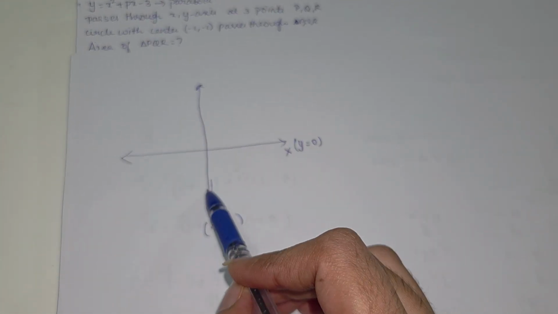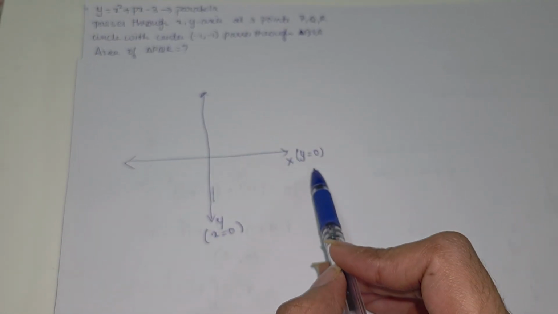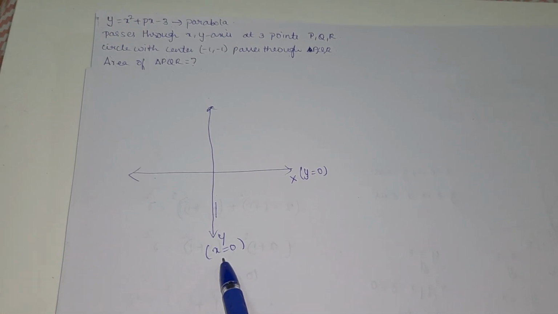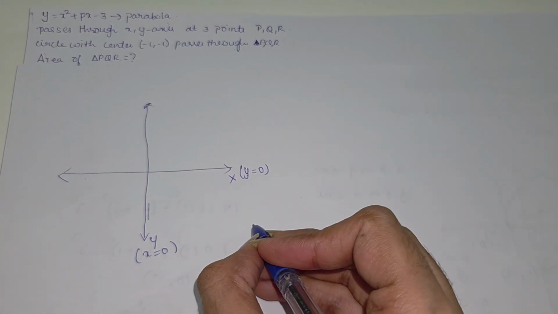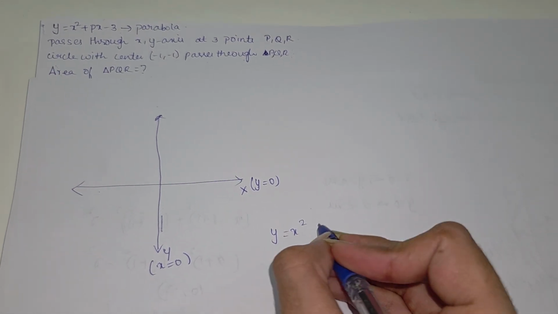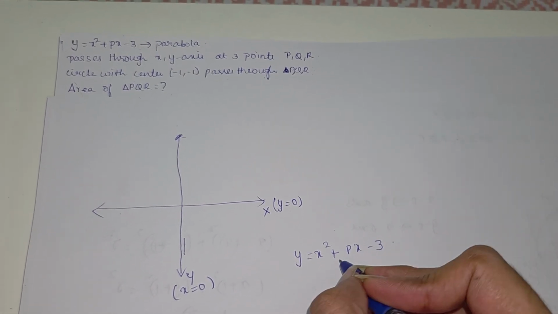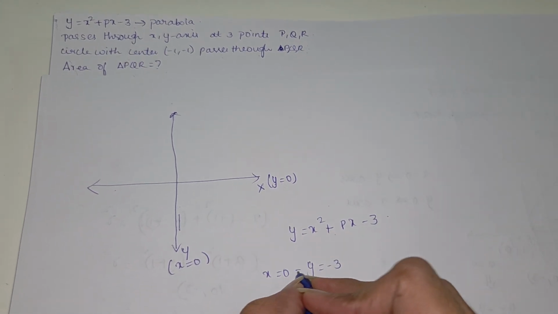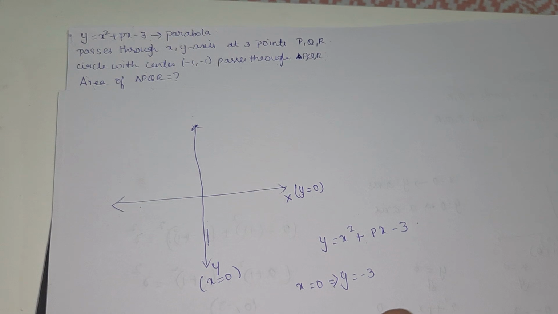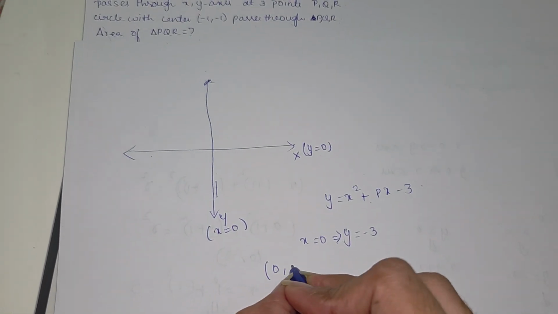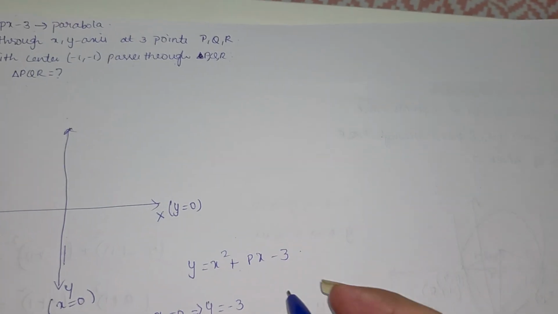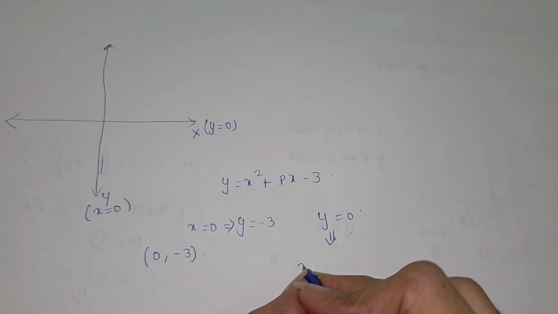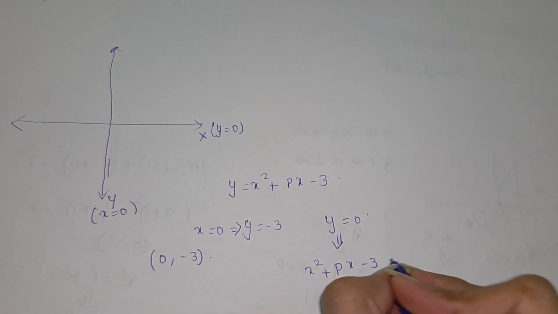So we have a Cartesian plane, x-axis and y-axis. The x-axis equation is y equals 0 and the y-axis equation is x equals 0. On substituting these values, if x is equal to 0, we have the equation this way. So if x is equal to 0, y equals minus 3. So one of the points is derived now. It is (0, -3). And if y equals 0, this implies that x squared plus px minus 3 equals 0.